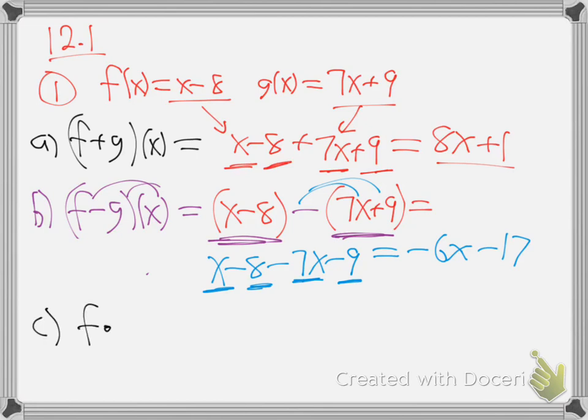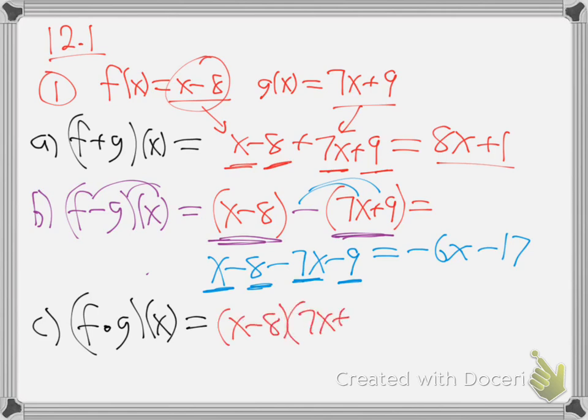Part C, f times g. The way they do it is they just put the x off to the right. They just tell you whatever operation with the functions, and it'll be a function of x, is what they're saying. So just multiply f and g there. It's just what you would think it is. We're literally going to multiply them. So I take f, which is x minus 8, and multiply by g, which is 7x plus 9. So that's just a FOIL, isn't it? Just literally FOIL those out.